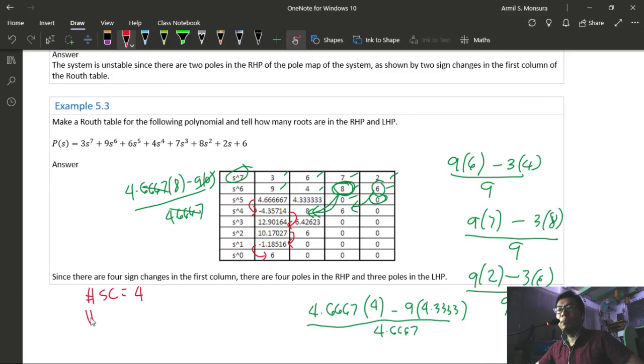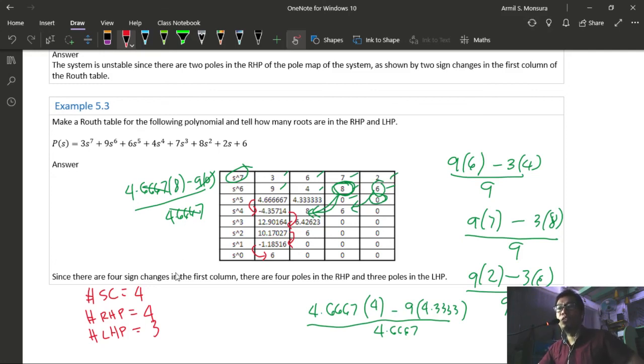Okay. So, therefore, number of poles at the right half plane, that would be 4. And the number of left half plane poles, or roots dito kasi, polynomial na pinag-uusapan natin, that would be 3. Kasi 3 dahil 7 ito eh. So, we are expecting na meron tayong 7 roots. Okay, so yung 4 doon nasa kanan, yung 3 na nasa kaliwa.